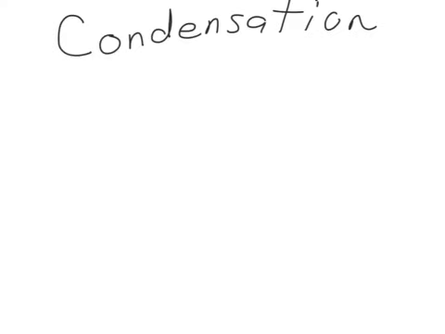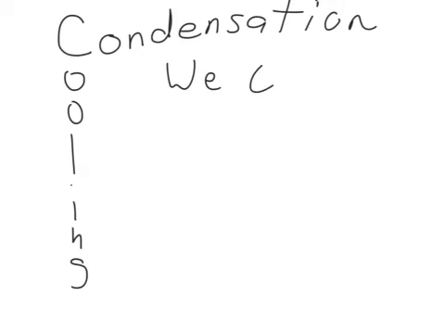So condensation would be called the second step of the water cycle. Condensation is the process of this invisible gas called water vapor changing back into little water droplets, little tiny pieces of water. So to cause condensation, we have to have cooling. We have to lose energy. Condensation, we can see. We can see condensation.